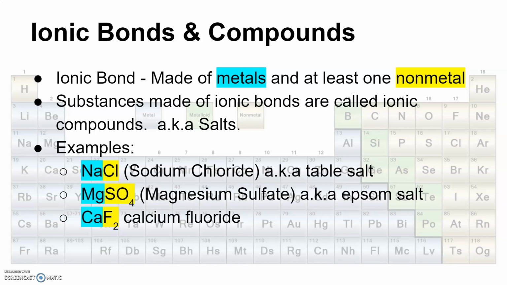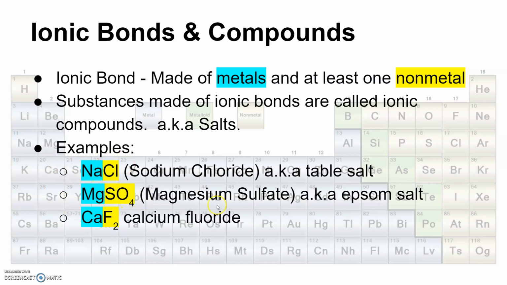Now, substances that have ionic bonds are called ionic compounds, and they're also known as salts. An example of that would be NaCl, known as sodium chloride, which is also known as table salt. So table salt is an example of an ionic compound.